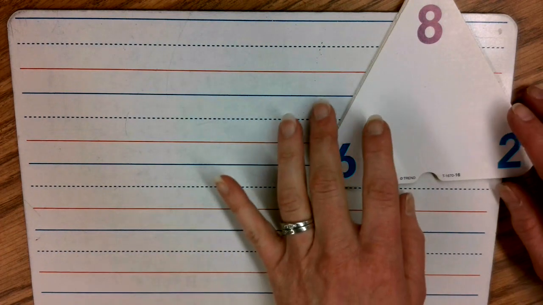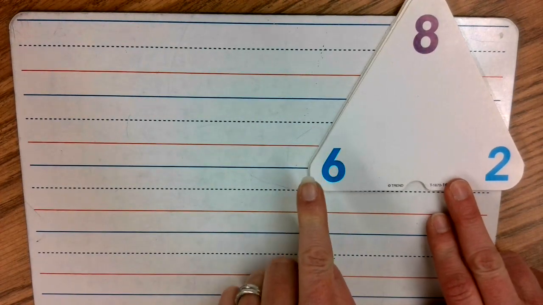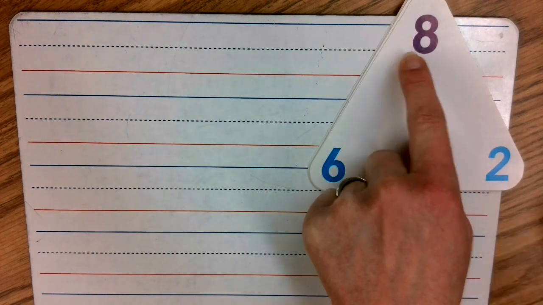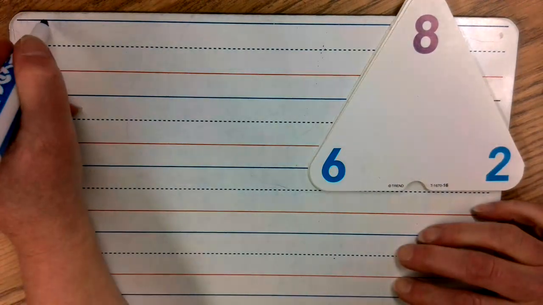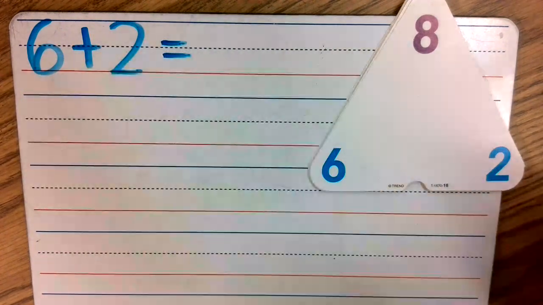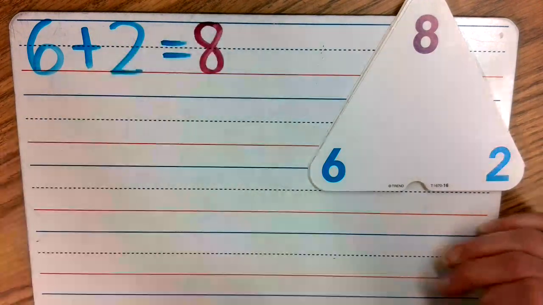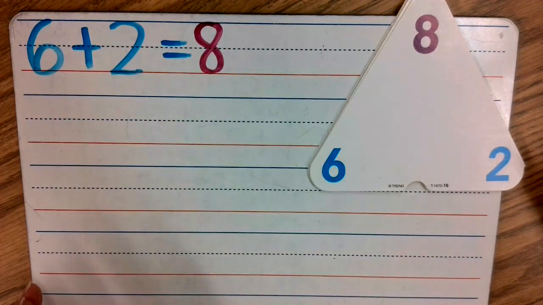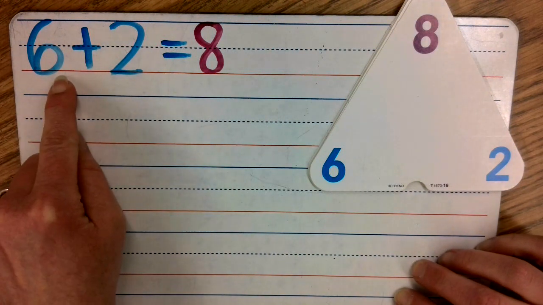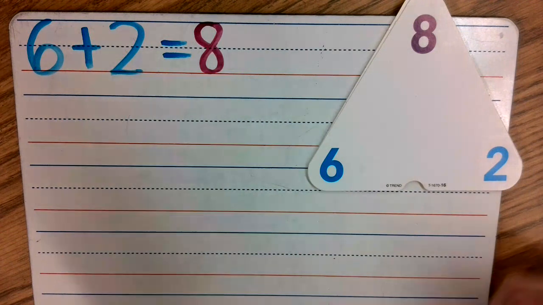Okay, welcome back. Let's check and see how you did. Now remember, first I write my addition facts, and I'm going to write 6 plus 2 is 8. That top number is my sum. So I'm going to write 6 plus 2 equals 8. Then, if you remember, next I write the turnaround fact and my addends switch places. So now I write 2 plus 6 equals 8.